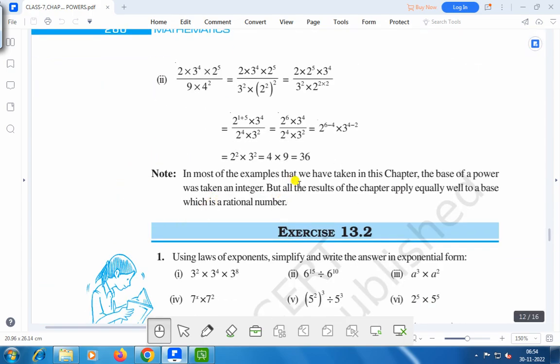In most of the examples that we have taken in this chapter, the base of a power was taken as an integer, but all the results of the chapter apply equally well to a base which is a rational number, right?